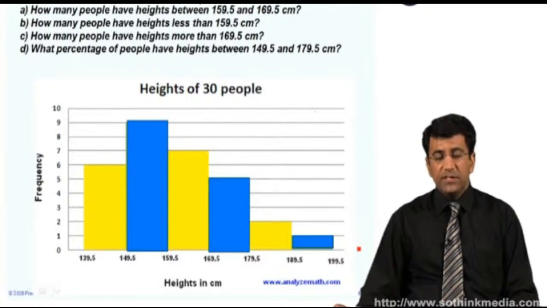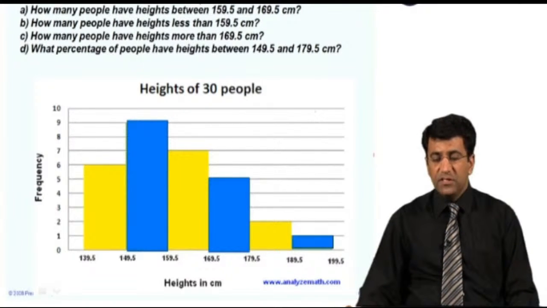Then again, if you are interested in the percentage of people who have the heights between 149.5 and 179.5, now what should we do? We should add the frequencies in between these intervals. Then we will divide this frequency by the total sample size, in this case that is 30 people, and then we will multiply it by 100. Then we will be able to get the percentage of the people who have the heights between 149.5 and 179.5 centimeter.